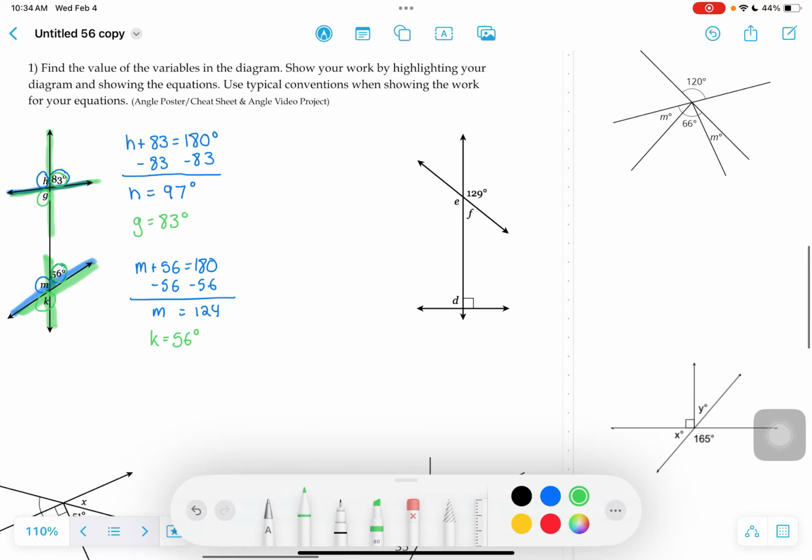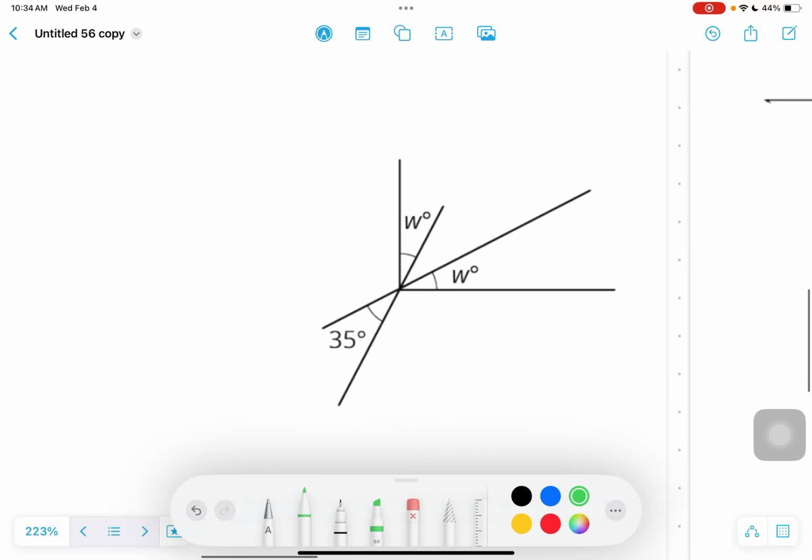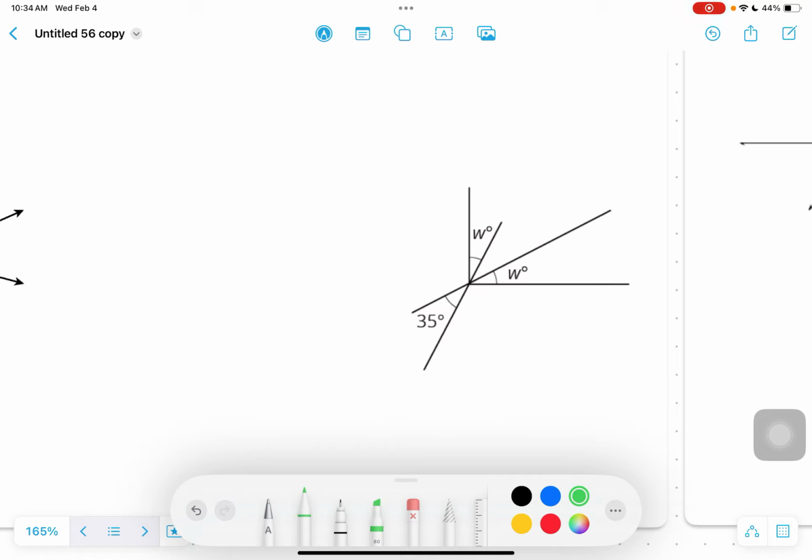Let's see another. Let's see this one right here. First, I notice vertical angles here and here. That must mean that this angle here, even though it's unlabeled, is 35 degrees. Then I notice complementary angles here. So this and this angle combine to 90 degrees.